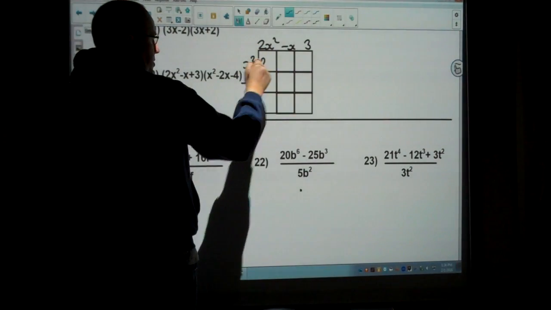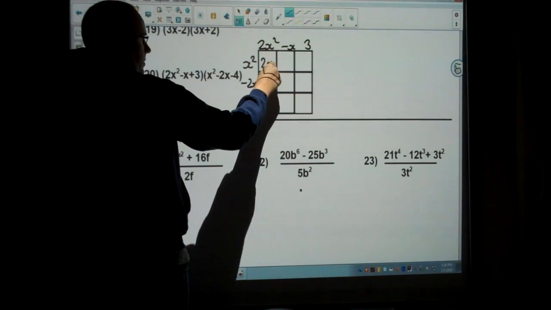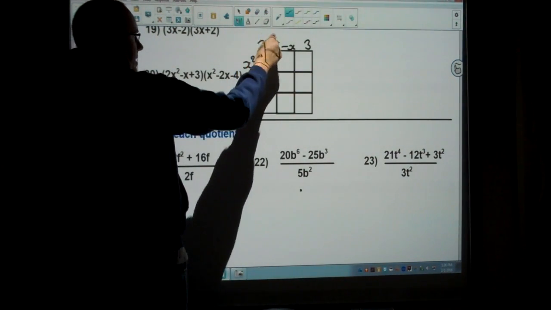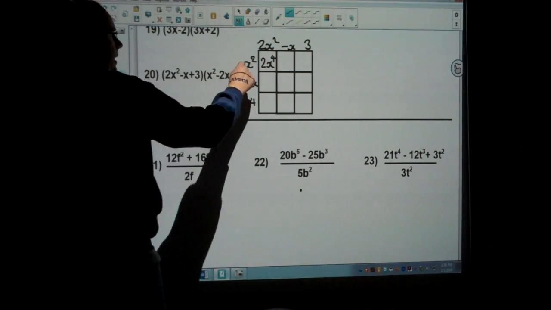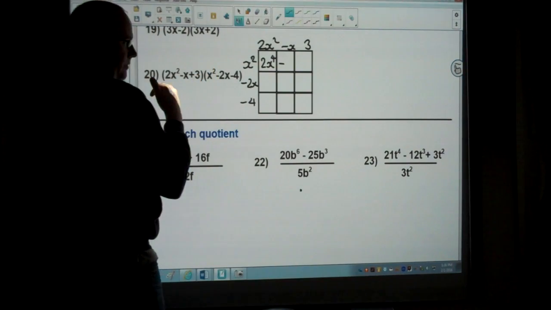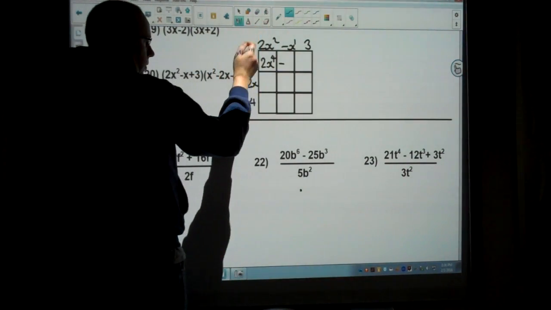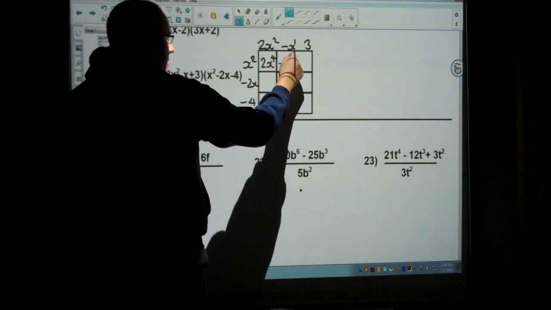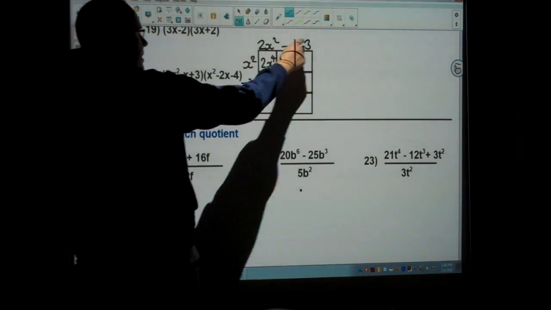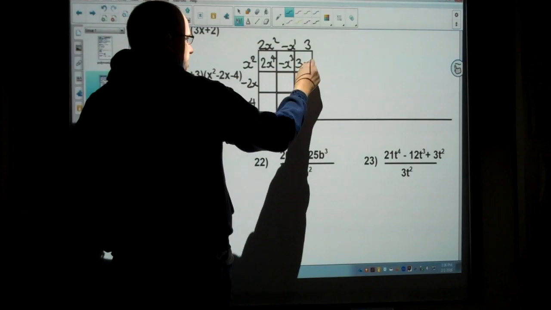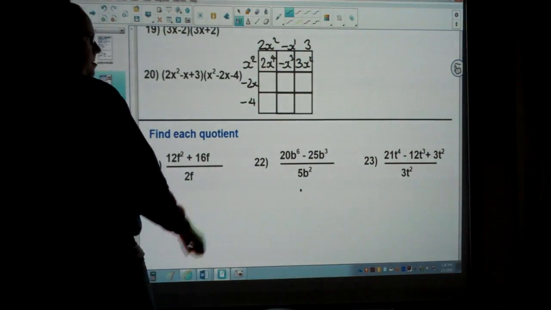So numbers first, 2, and then x squared times x squared. The rule for this is when you multiply, you add the exponents together. So 2 and 2 gives me 4. X squared times negative x, so the sign first, negative. This is x to the 1, so 2 add 1 is 3, because I'm multiplying, so I'm adding the exponents together. X squared times 3, numbers first, letters second.